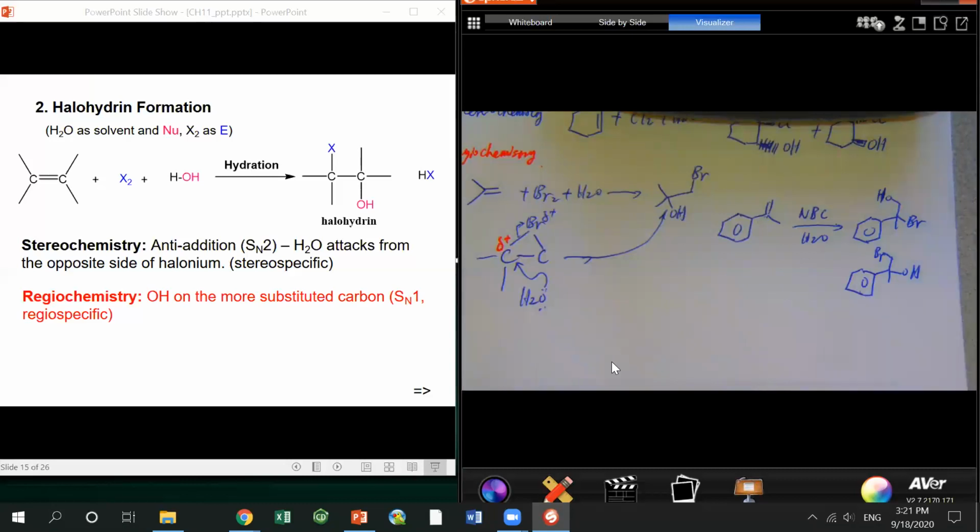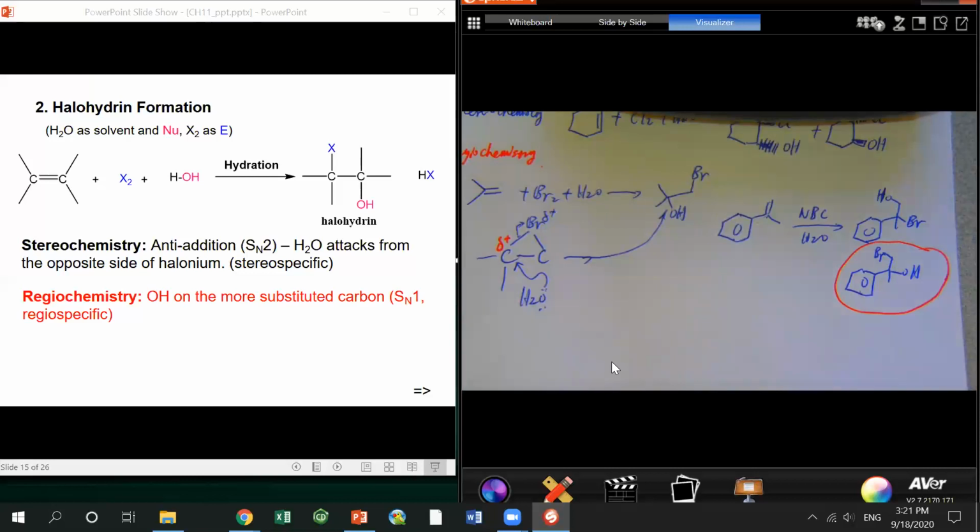So I'll ask you guys: which is the major product, the top one or the bottom one? Type in the chat window. Yeah, that's right, the bottom one. So even without next week's NMR, you can already figure it out based on the knowledge we learned in this chapter. The OH always goes to the carbon with more substituent groups, and if you treat bromine like hydrogen, it goes to the carbon with more hydrogens attached. Good.